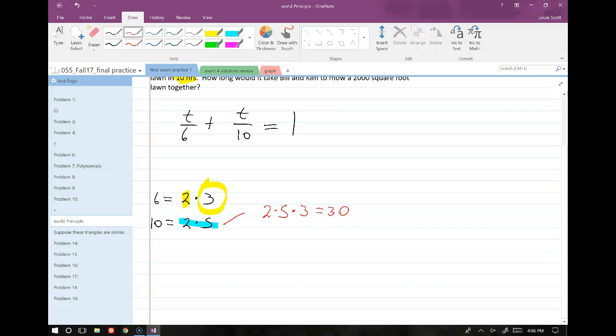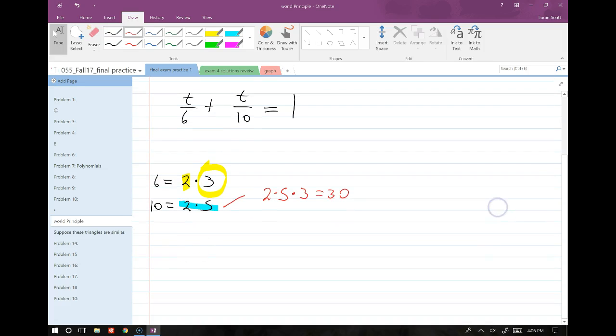Okay, so now I'm going to take that 30 and multiply both sides of my equation by that. So T over 6 plus T over 10 equals 1. Now I multiply both sides of this by 30.